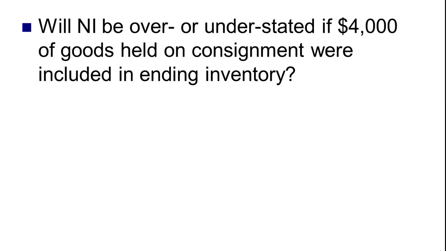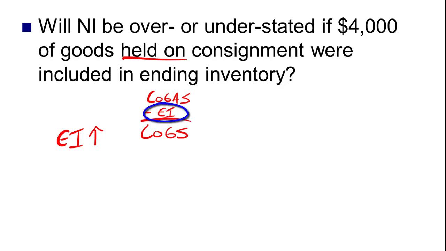So first question here, will net income be over or understated if $4,000 of goods held on consignment were included in ending inventory? Well, the easiest way to do this is actually to set it up in a formal way. So the problem here is we're going to report ending inventory as too high, because if we're holding them on consignment in our store, then they're not ours. So if ending inventory is too high, then cost of goods sold, which is cost of goods available for sale minus ending inventory, will be too low. If cost of goods sold is too low, then net income is too high.